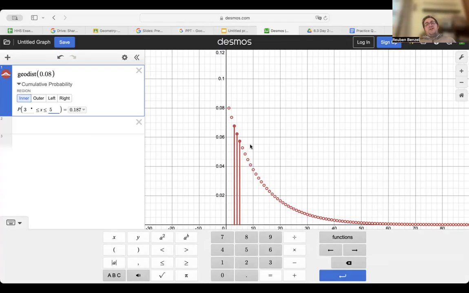So Desmos even shows you the whole geometric distribution. And it's called geometric because it's a geometric sequence, so you're just multiplying by the same probability every time. This Desmos feature is pretty nice because once you put in that p-value, you can see the geometric probabilities right before your eyes. And you can click on the dots and you can use the cumulative feature as well.